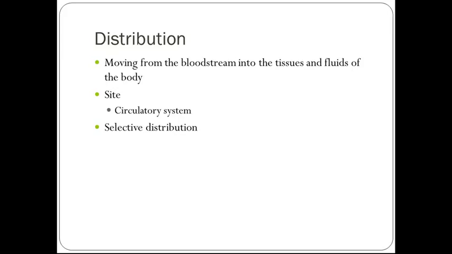Distribution. Distribution is moving from the bloodstream into the tissues and fluids of the body. So the site that this happens is the circulatory system. There is selective distribution, which means there is an attraction to the drug to a specific organ or cell. Sometimes this can happen with our cardiology drugs. Sometimes it can happen with our respiratory drugs, which we will go into a little bit later in this class.